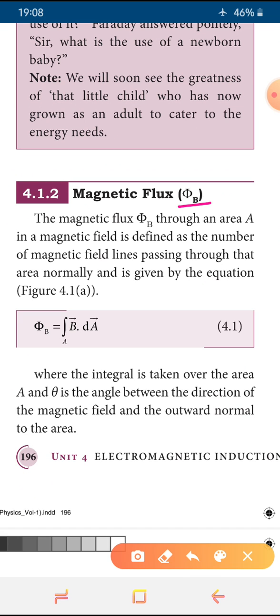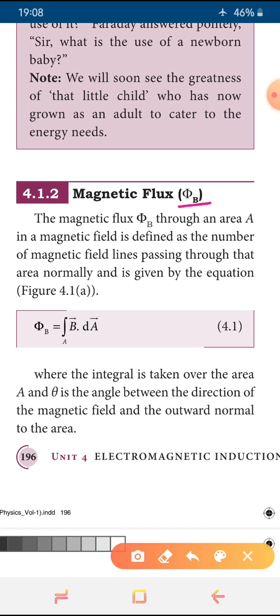So these magnetic lines, of course, are passing normally through a given area. How many magnetic lines can pass? This is called magnetic flux. That equation is given here as phi B is equal to the integral of B vector dot dA vector.